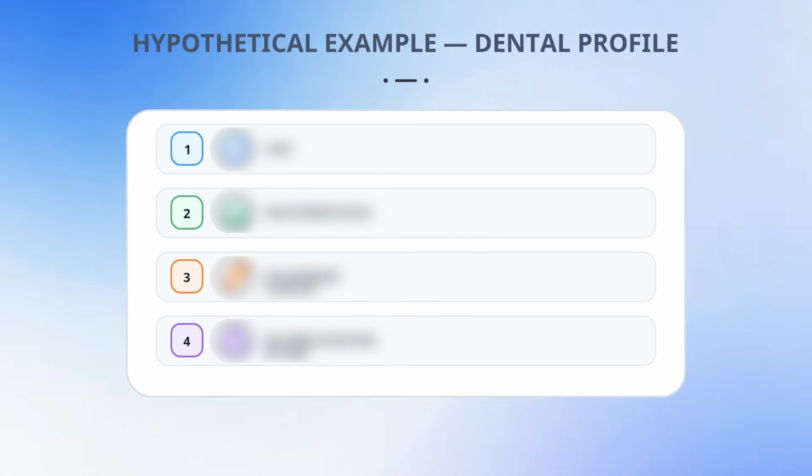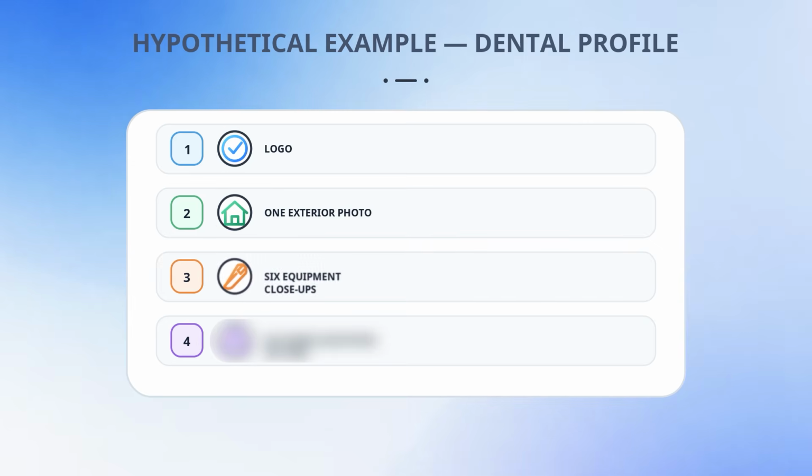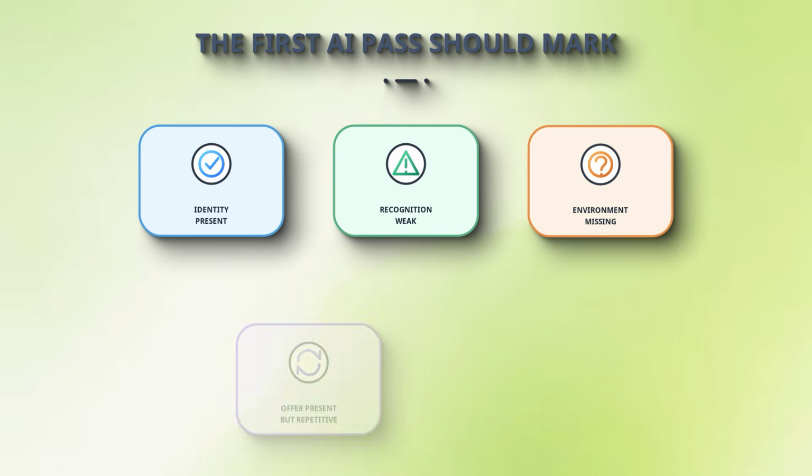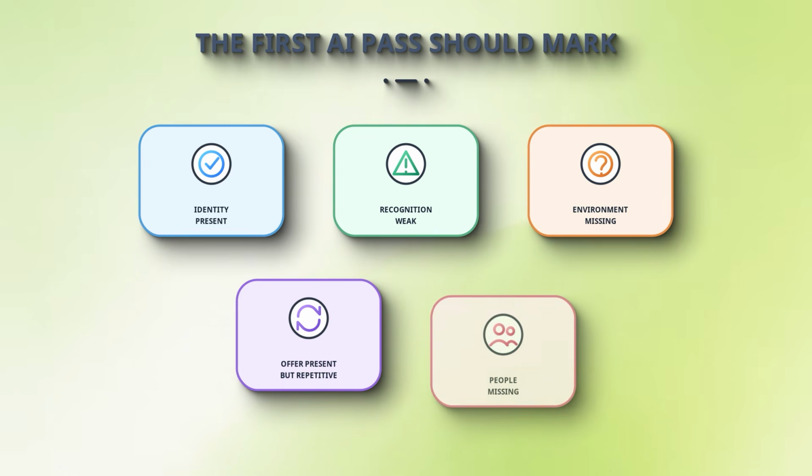Here is a hypothetical example. A dental profile has a logo, 1 exterior photo, 6 equipment close-ups, and no visible reception or team. The first AI pass should mark identity present, recognition weak, environment missing, offer present but repetitive, and people missing. Those labels are starting points, not final facts. Your human review then turns those labels into decisions.